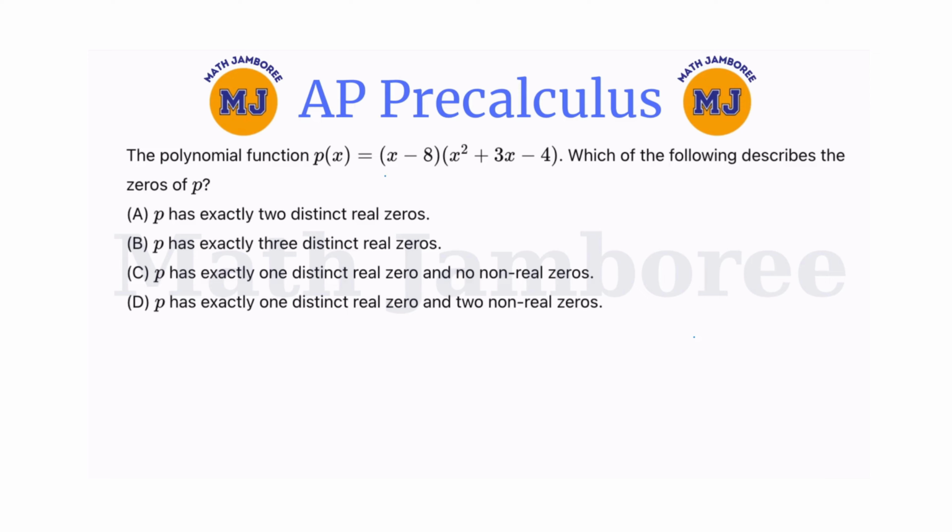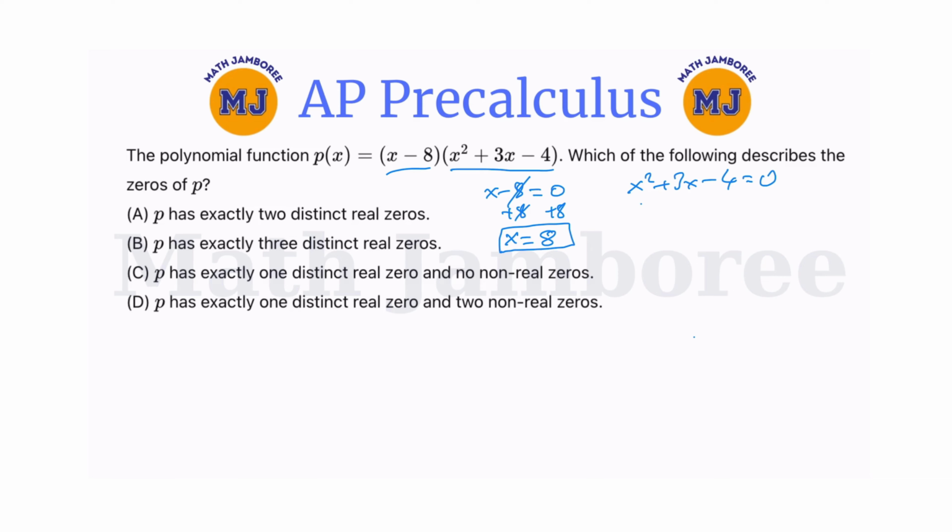So this has two factors, x minus 8 and x squared plus 3x minus 4. So we will make them equal to 0 to solve for x, and we will find the zeros. So x minus 8 equals 0, and the other one is x squared plus 3x minus 4 equals 0. By adding 8 to both sides of the first expression, you will get x equals 8. This is the first zero, which is one of its roots.